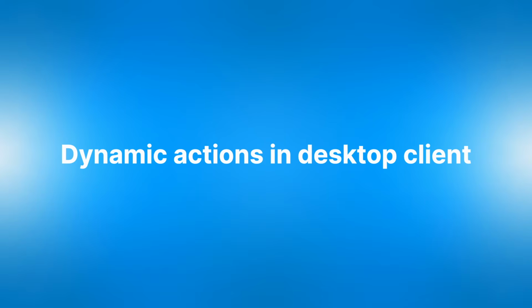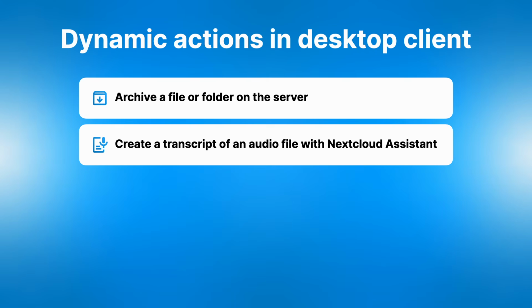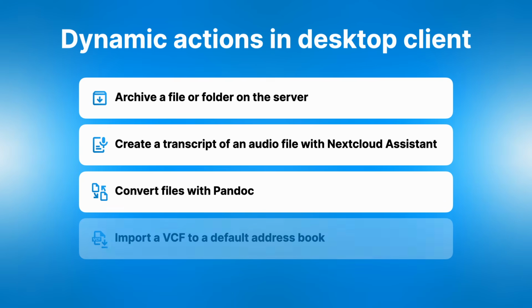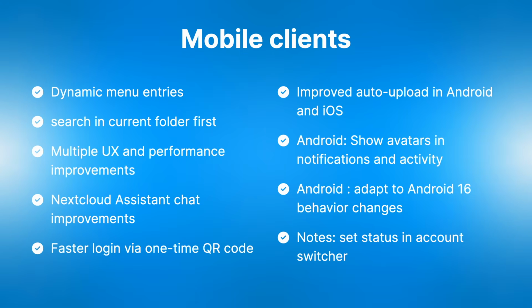This adds actions to files based on the apps running on your Nextcloud server. For example, archive a file or folder on the server, create a transcript of an audio file with Nextcloud Assistant, convert files with Pandoc, and import a file with contact data to the default address book. Of course, we didn't only bring this to the desktop client. We also brought these dynamic menu entries to our mobile clients, so you can access these functions anywhere. Apps can add more of these file actions, and we look forward to see what our app developers come up with.